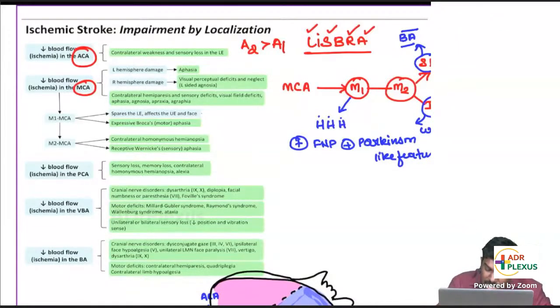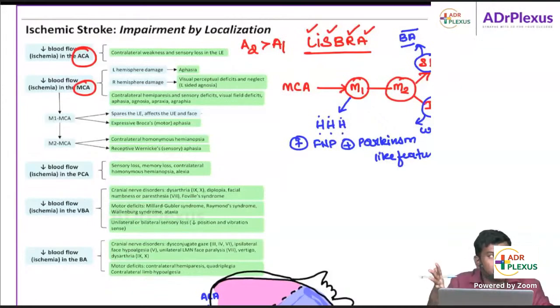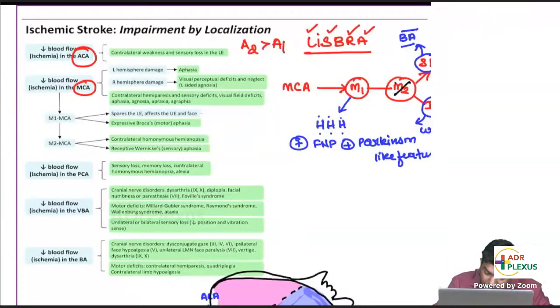Triple H's: hemiparesis, hemianesthesia, and homonymous hemianopia, right? Clear? Whenever the M2 segment is totally involved, the patient is going to develop global aphasia.